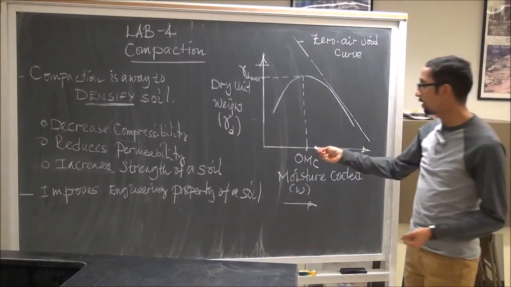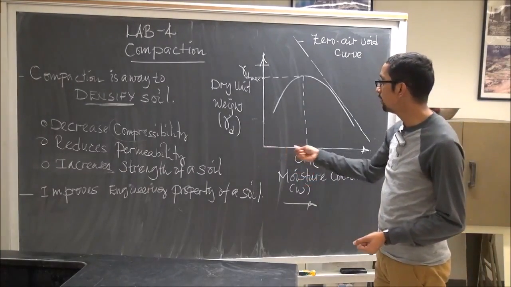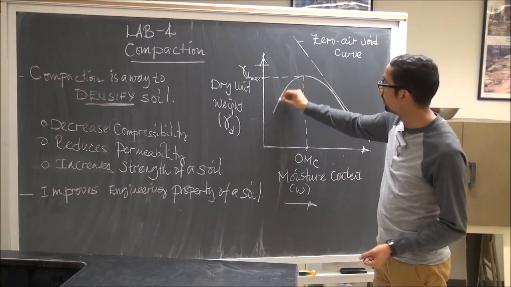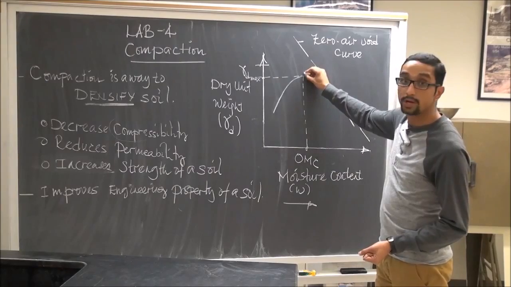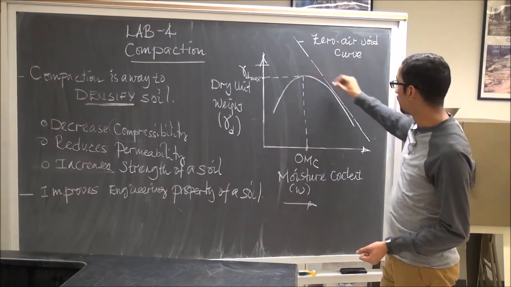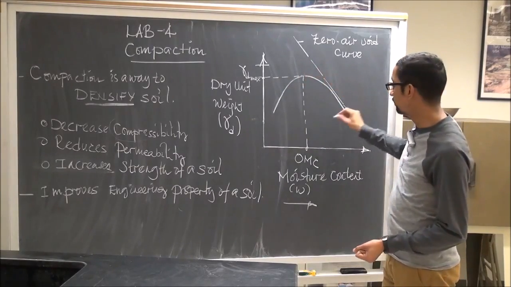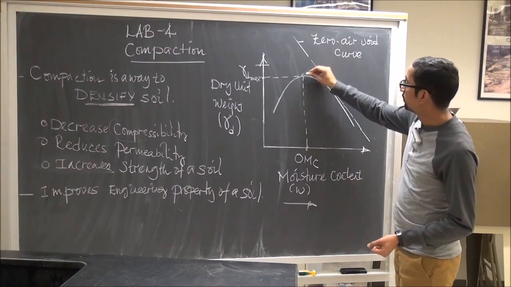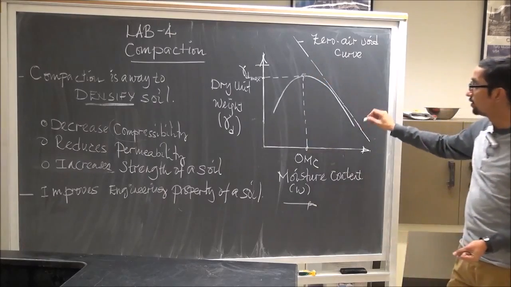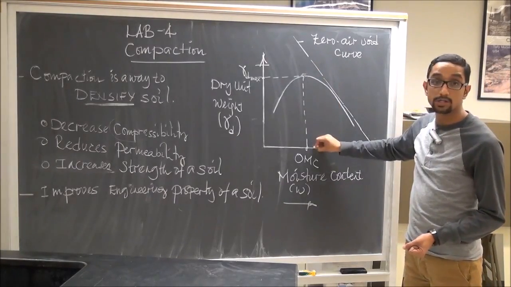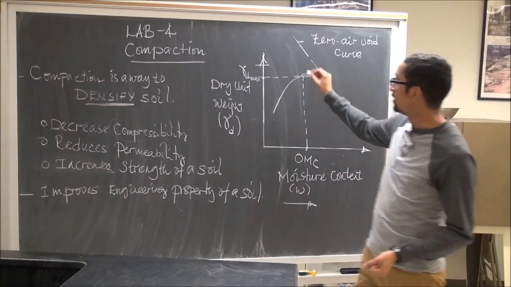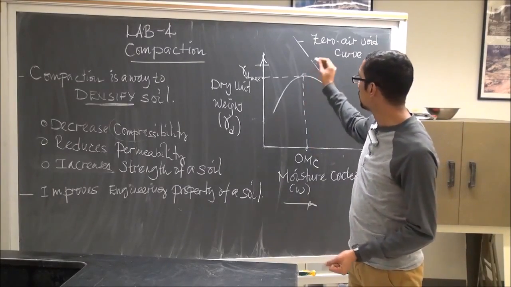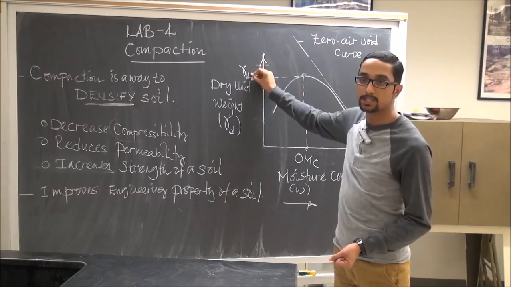So if you see in this graph, as we increase the moisture content, starting from left to right, my dry unit weight keeps on increasing till it reaches a point where the unit weight starts decreasing with further increase in the moisture content. The optimum point where the density starts decreasing, the corresponding water content is the optimum moisture content, and the density corresponding to the optimum moisture content is the maximum dry unit weight.